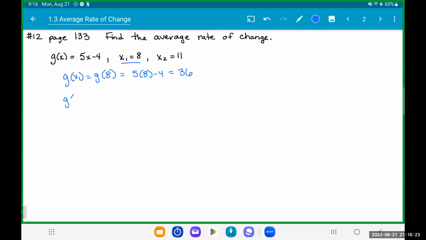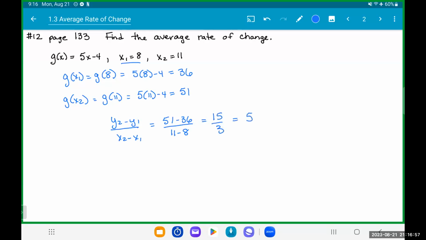I want to find my g of x2. That's g of 11. So 5 times 11 minus 4. So that's 55 minus 4. It's 51. Okay, so the average rate of change will be y2 minus y1 over x2 minus x1. So that is 51 minus 36 over 11 minus 8. So that is 15 over 3, which simplifies to 5.